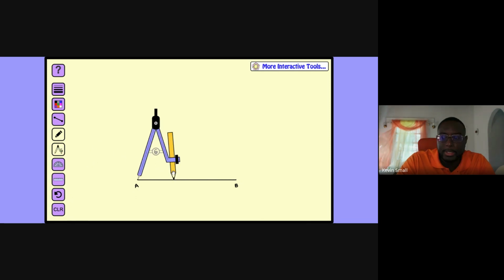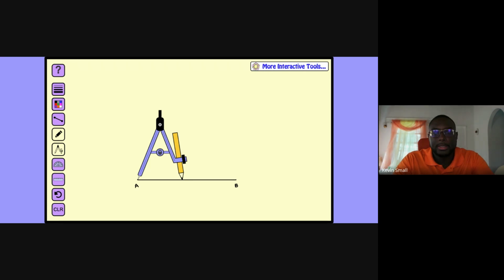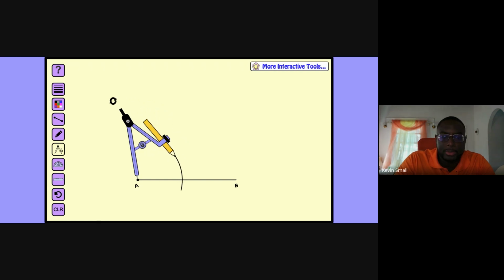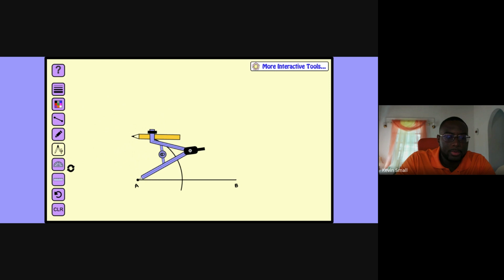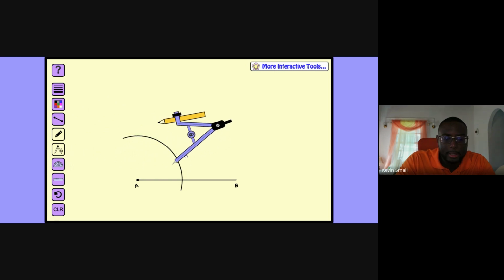So I'm going to open this to some length. It doesn't really matter per se. Make sure you have it locked in place. All right. And now I'm going to hold the top part and scribe an arc. So I should have said bring your geometry sets. All right, so I've scribed an arc, and now I'm going to lift up the compass, put it here, and scribe another arc.